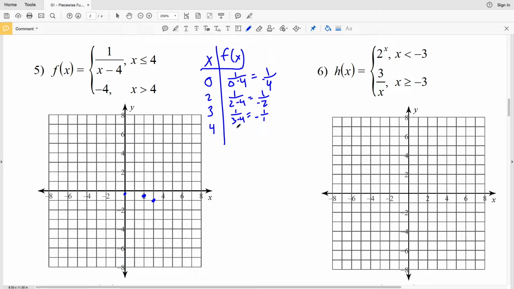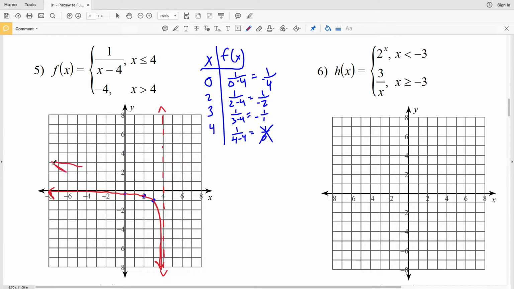And then finally, for 4, we'll have 1 over 4 minus 4, which equals 1 over 0, which we cannot do. That is undefined. So I know that this is a point of discontinuity, and the way the graph is going, this is going to be an infinite discontinuity. So I'm going to have a vertical asymptote at x equals 4. So I'll go ahead and draw this in. Here's my vertical asymptote to show that I'm not ever going to have x equal to 4. And then I'll draw my graph connecting my 3 plotted points.